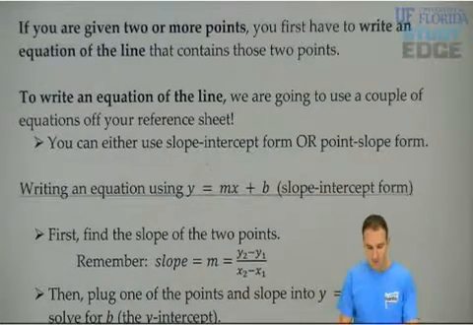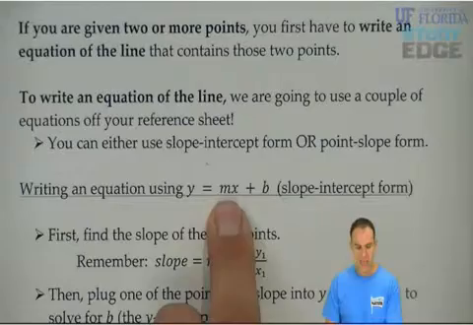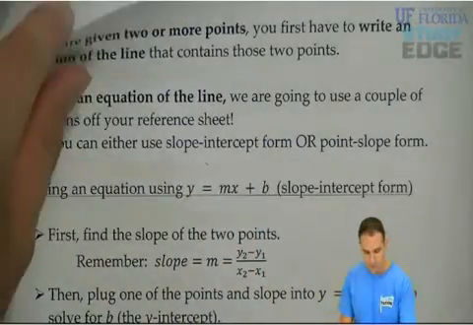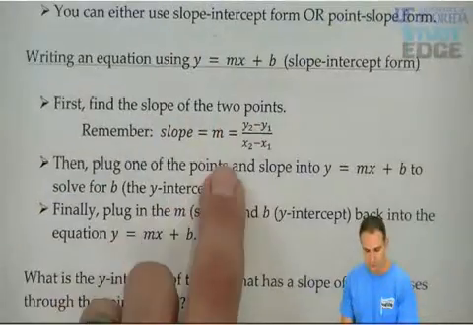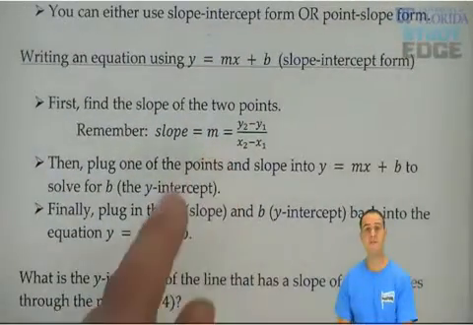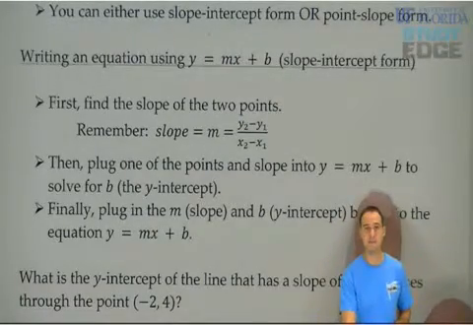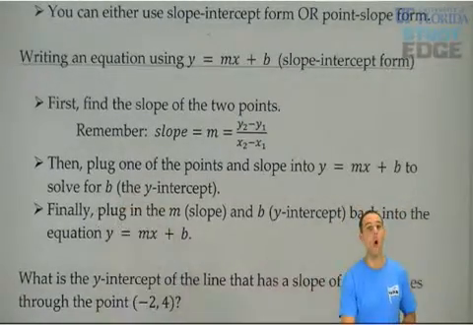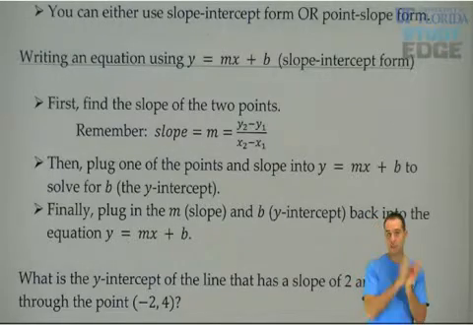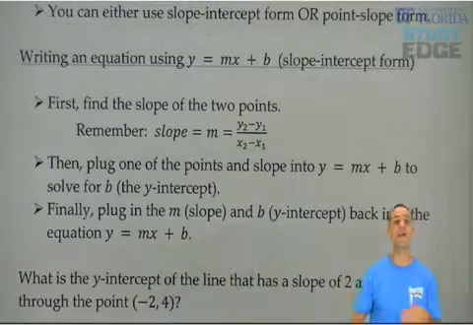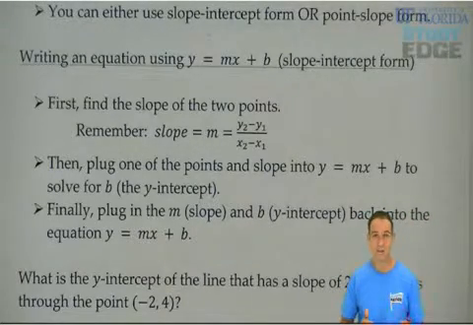Right now, I'm going to start by using slope-intercept form, y equals mx plus b. First, if you don't have the slope, you'll need to find the slope of the 2 points. Then once you have the slope, you'll plug in one of the points into y equals mx plus b to solve for b. Once you have b and you have the slope, you can plug into y equals mx plus b form to find the x and y intercepts.